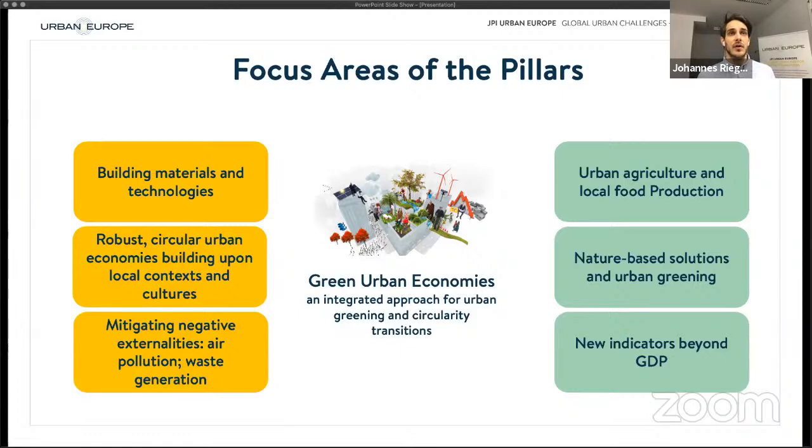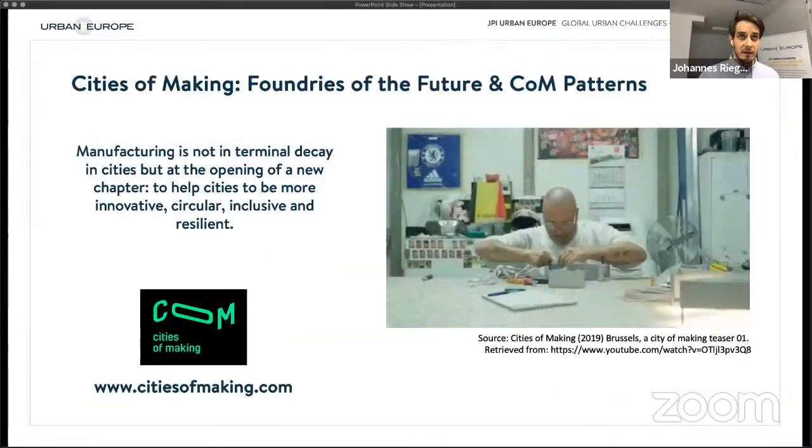For example, the green urban economies link very much to building materials and technologies, robust circular economies which build up on the local context and the cultures. And in the next minutes, I'm going to focus very much on this one. They also cover mitigating negative externalities like air pollution and waste generation, urban agriculture and local food production, nature-based solutions and urban greening. But what stakeholders and local municipalities told us is that they also see the need for research and innovation to find new indicators to go beyond GDP, to have a more holistic perspective on that.